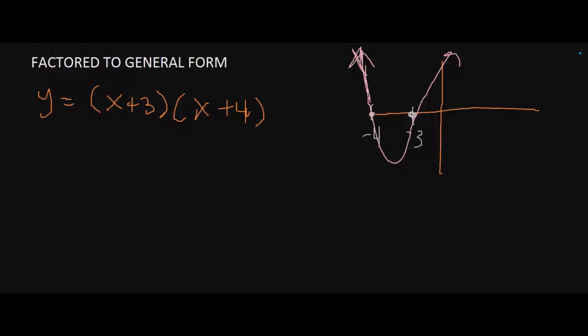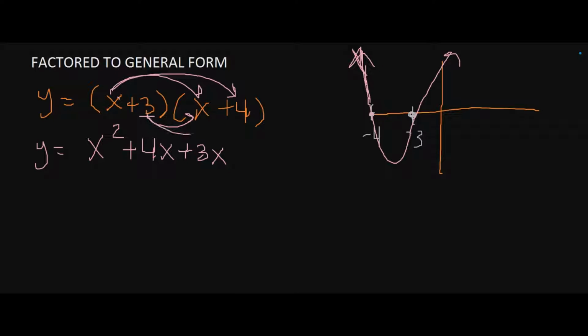So how do we go from factor to general form? Well, all we have to do is use the distributive property. So we start here. Well, we just go, what's x times x? Well, that's going to be x squared. Now we go over here and do what's x times 4, and that's going to be 4x. Right? Now that this x here has multiplied with both of these expressions, we go over to the 3. What's 3 times x? And that's going to be 3x. And what's 3 times 4? And that's going to give me 12.